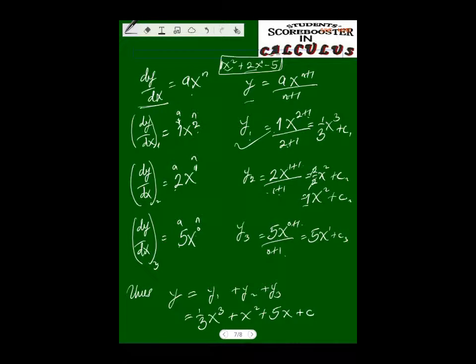So what's next? What to do now is the overall value of y is going to be the sum of all the y's. This one, and this one. So that will be y1 plus y2 plus y3. So we have 1 over 3 x cubed, which is this one, plus x squared, which is this one, plus 5x, which is this one. Now all the c can be added together to form just one constant c. And this is your final answer.